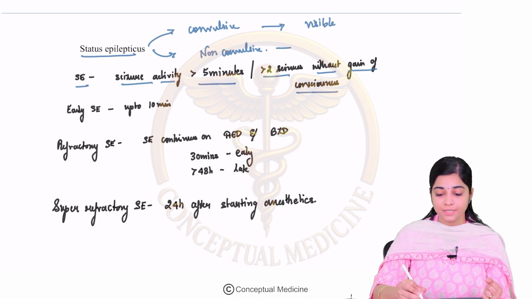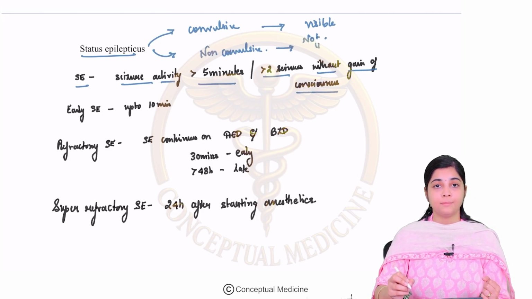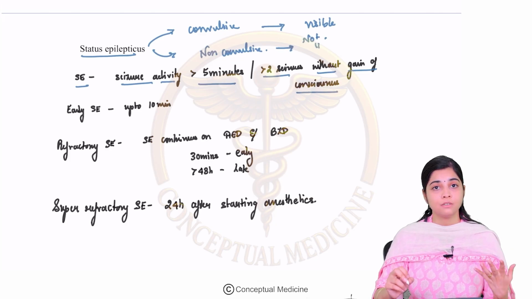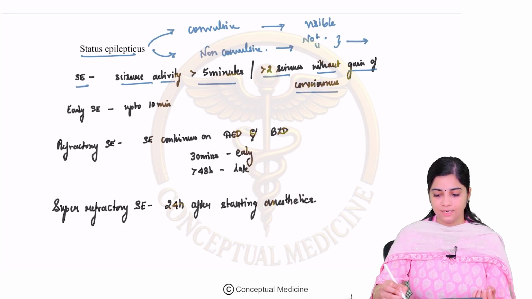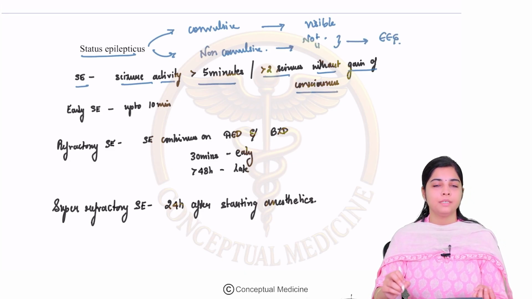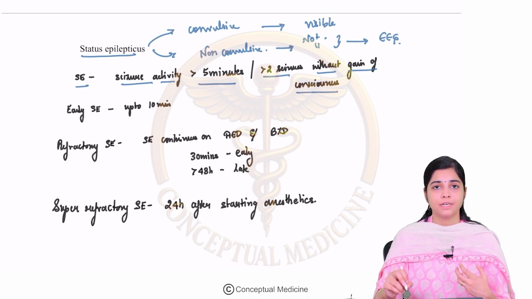Then, non-convulsive is where the seizure activity is not visible, right? But the electrical activity in the brain is still going on, but outside you do not see any evidence of seizures. That is your non-convulsive status epilepticus, and this is diagnosed only by means of an EEG. So, they will just present with altered sensorium, they might be not responsive to commands, and only when you do an EEG you will see the evidence of non-convulsive status epilepticus.